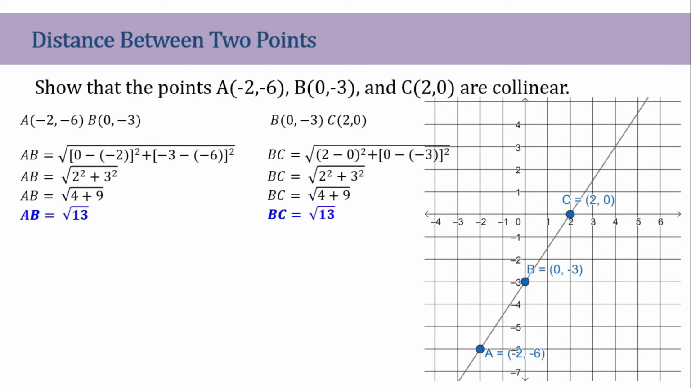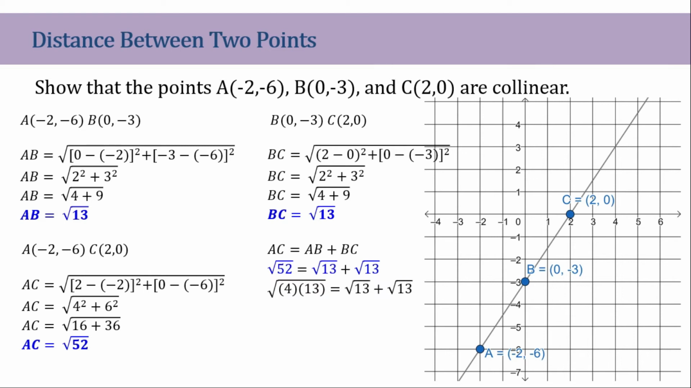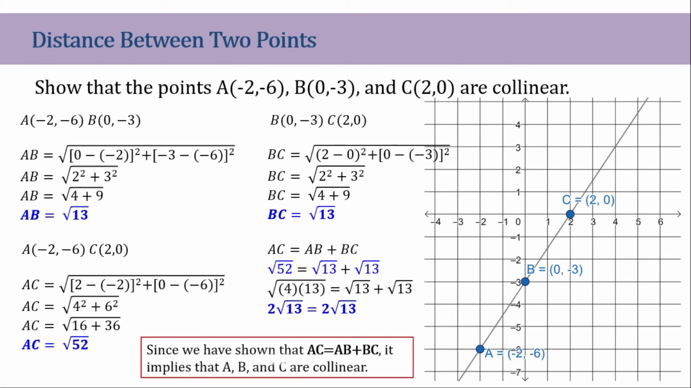Now let's get the distance of A and C. Now as you can see, let's equate this. AB plus BC should equal to AC. Now if we substitute the given, we can factor out square root of 52, and we could bring out 4 because it is a perfect square. So we have 2 square root of 13. Now square root of 13 plus square root of 13 is 2 square root of 13. Since we have shown that AC is equal to AB plus BC, it implies that A, B, and C are collinear.